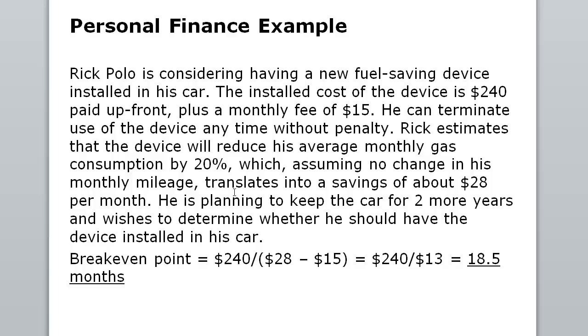So he's planning to keep the car for 2 more years, and we want to determine whether he should have the device installed. Okay, so we take the fixed cost of the device and divide by the $28 a month in savings minus the monthly fee. We get the fixed cost of $240 divided by 13, which would be 18.5 months. And since he's going to have the car for 2 years, which is 24 months, the break-even point would come in 18.5 months, so it would be a yes to doing this.